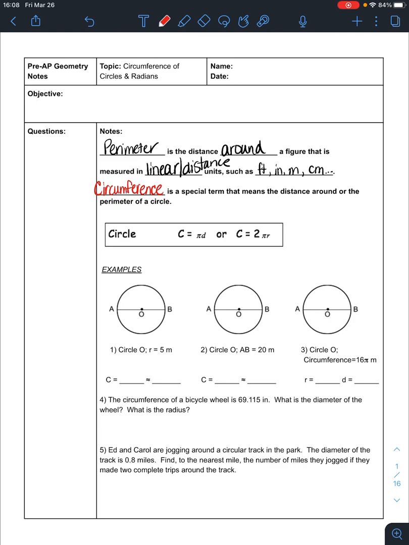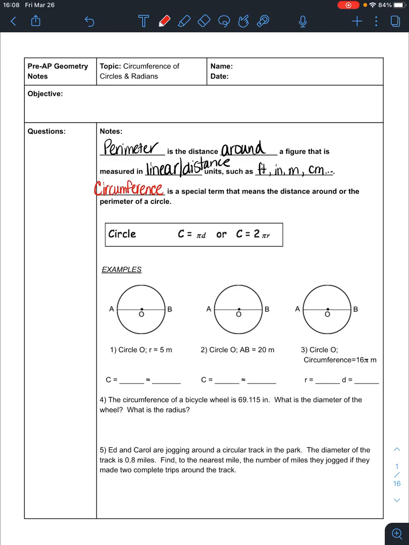So perimeter, we all know the perimeter is the distance around a figure. If we add up all the sides, that tells us the perimeter, like a fence around a backyard. It is measured in linear or distance units, such as feet, inches, meters, centimeters. But because there aren't any sides on a circle, we have to give it a special name. So circumference is the term that means the distance around the circle.